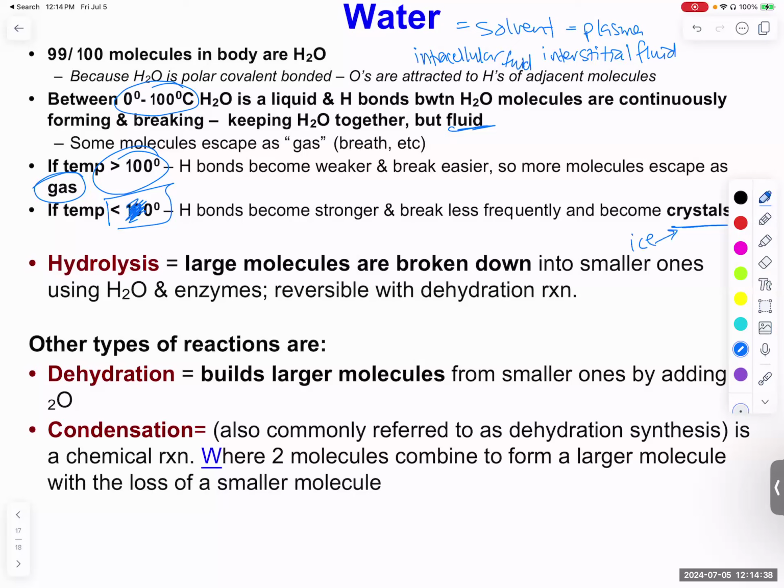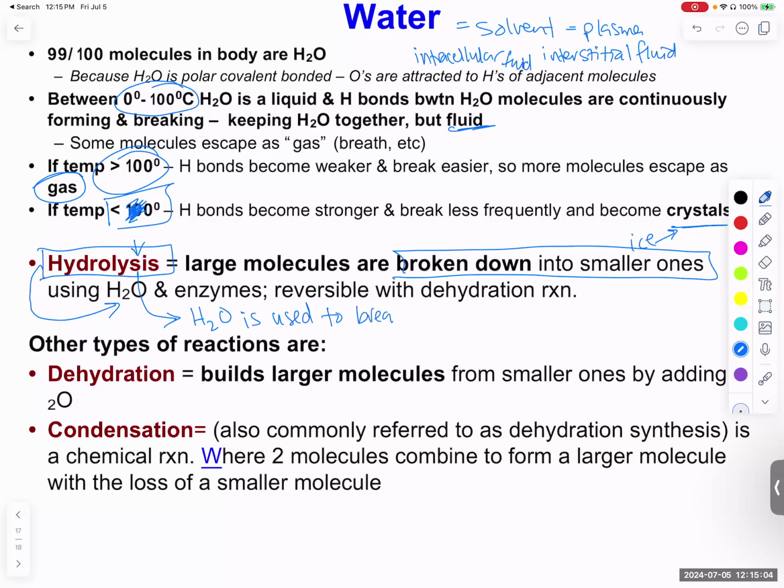We use water not just as a solvent, but as a reactant in chemical reactions called hydrolysis. We're using water to break down large molecules into small molecules. So another way to say this is hydrolysis: water is used to break down a large molecule into smaller molecules. We're using water to break apart molecules.